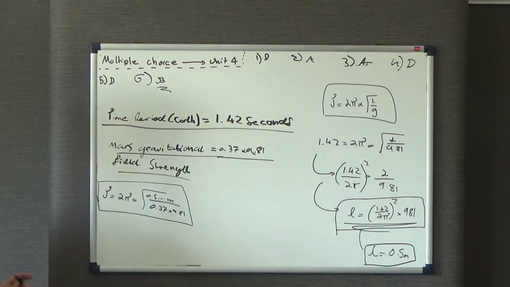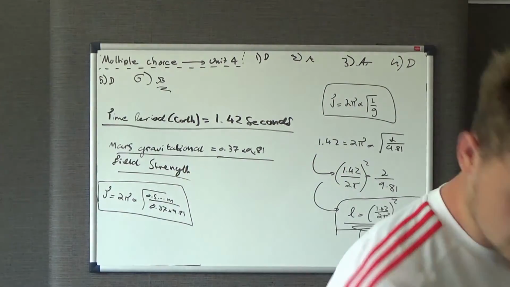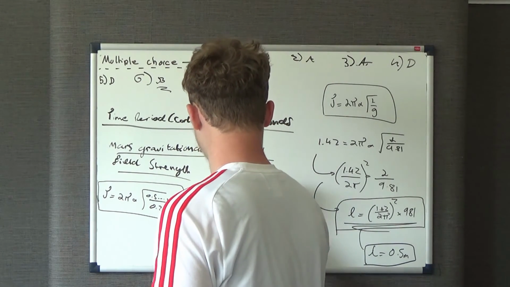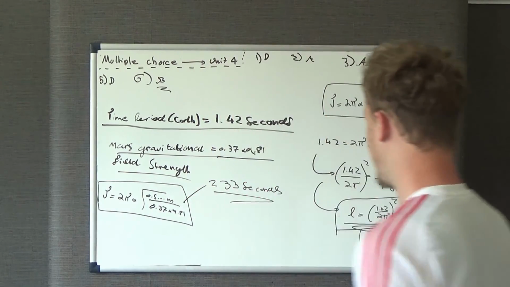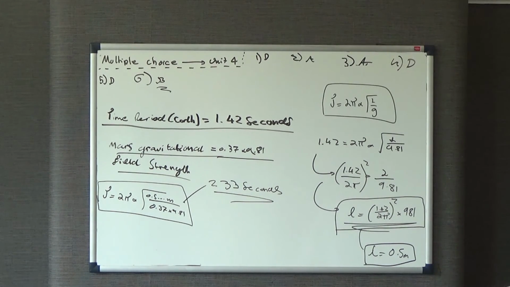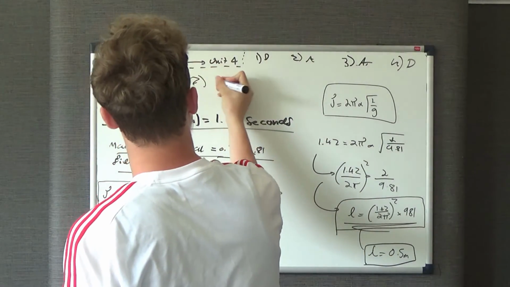So you work that out: 2 pi times the square root of 0.5, etc, over 0.37 times 9.81. Put that all into your calculator and you should get an answer of 2.33 seconds. I rounded that after I looked at the answers, obviously. So 2.33 seconds is option C. So for question 7, it's option C.